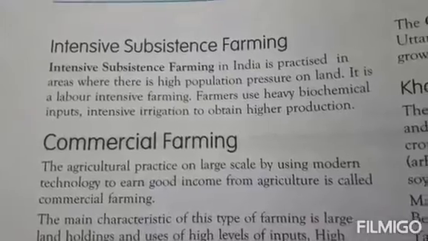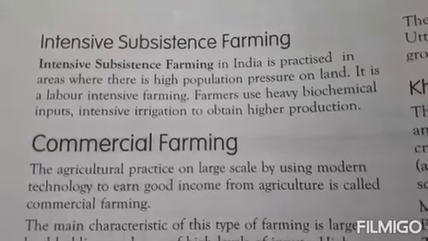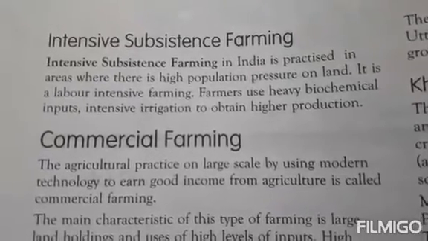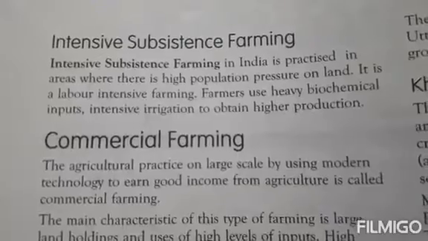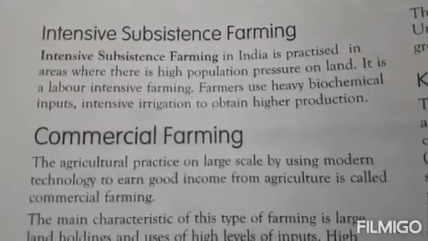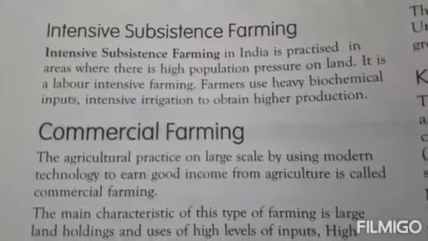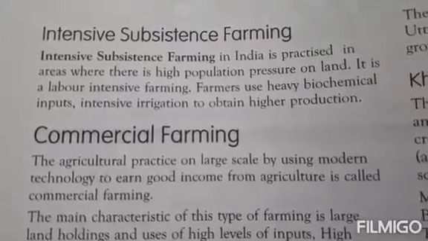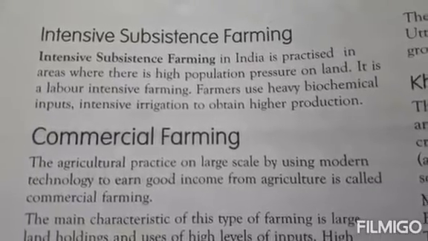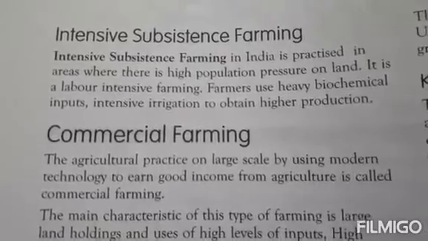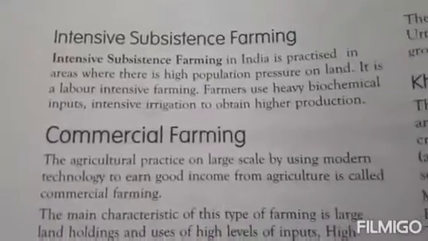Next is intensive subsistence farming. In this type of farming, number one, it is done on land of high population, because huge labor is required in this type of farming. Number two, high doses of fertilizers are used for higher production. Number three, irrigation methods are also used to obtain high yields. Intensive irrigation measures are used to obtain higher production.